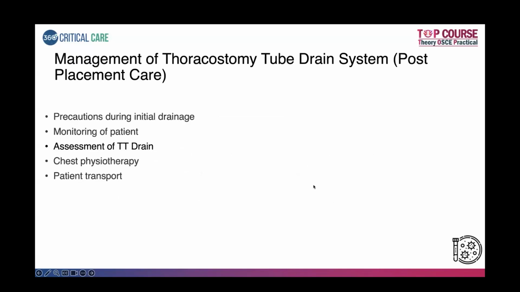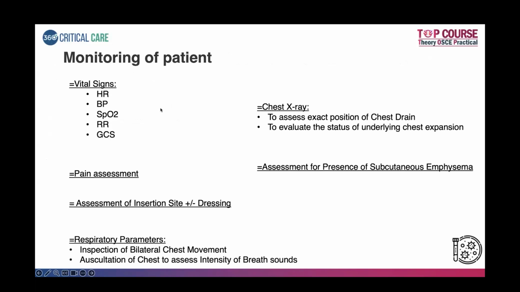So the next part of it is about the monitoring. So monitoring of the patient, the basic is the vital signs. That is the heart rate, BP, saturation, respiratory rate, and the GCS. Then the pain assessment. Because if it is a pigtail catheter, the pain is relatively less because it has very less impingement on the surrounding nerve structures. But if it is an ICD, there is more muscle tissue that is involved. That is going to cause more pain and discomfort, and that is going to impede your physiotherapy and rehabilitation. So adequate pain management needs to be addressed.